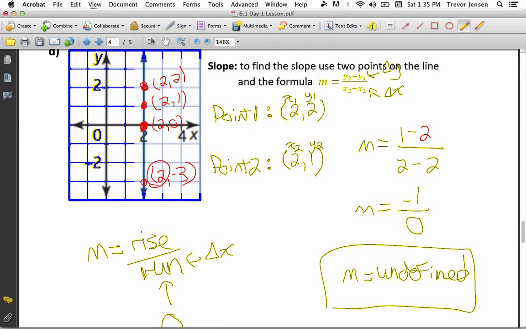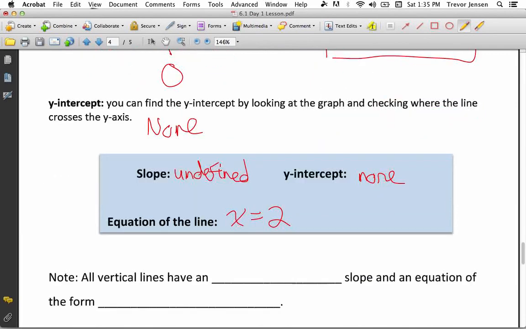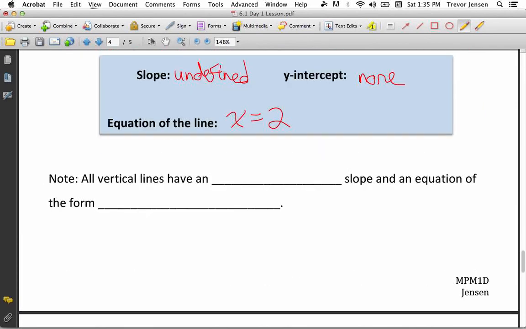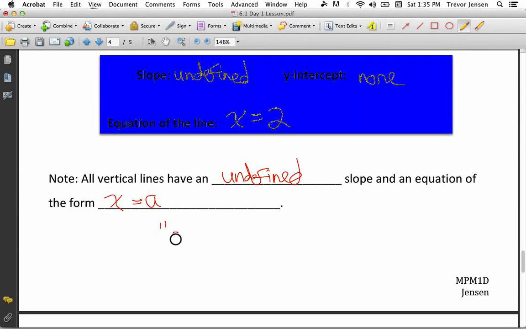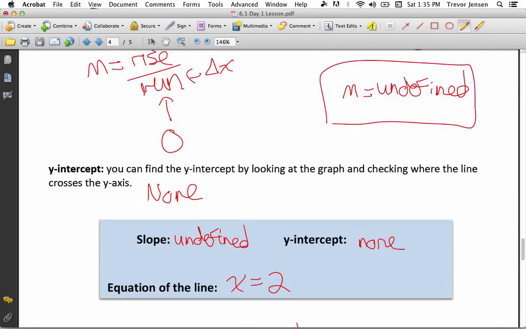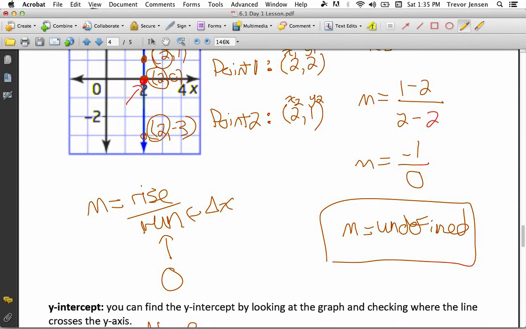Look, the x-coordinate of every point on this line is always going to be 2 because it never goes left or right. Therefore, we say the equation of the line is x equals 2. So all vertical lines have an undefined slope and an equation of the form x equals a, where a is the x-intercept. And if we look at the line that we just wrote the equation of, x equals 2, the x-intercept is 2. It crosses the x-axis right here at 2.